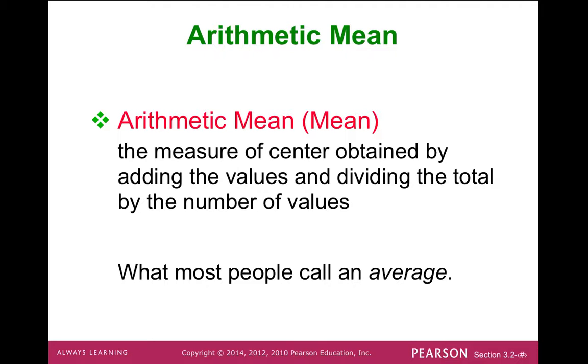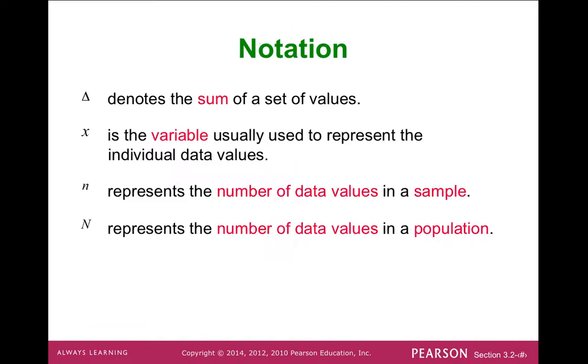And how you calculate this is you're going to obtain all the values in your data set. You're going to add them all together, and then you're going to divide by the total number of values that you had. And again, this is called an average.